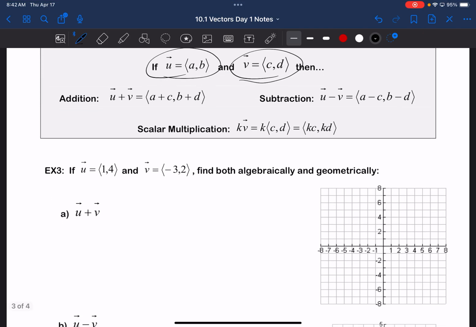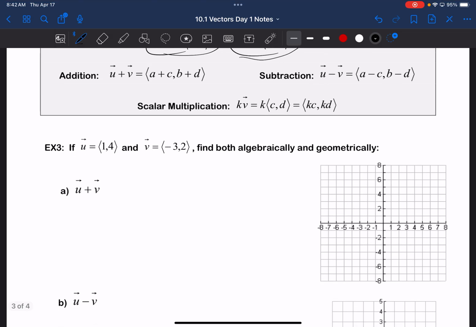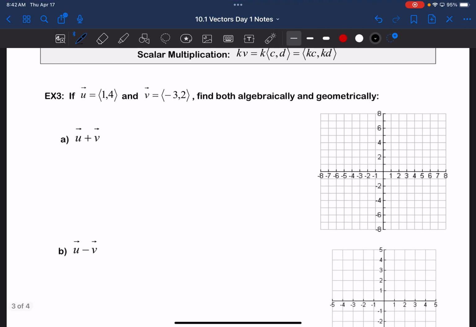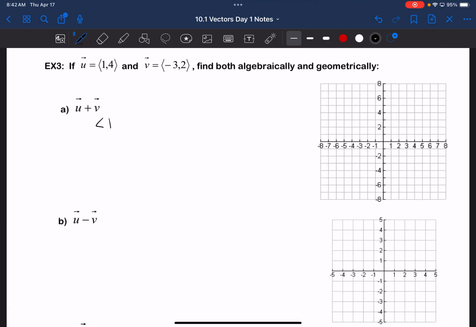So it says example 3, if vector u is (1, 4) and vector v is (-3, 2), find both algebraically and geometrically all of these operations. Algebraically would mean what they showed you in the box up here. Geometrically would mean just counting it on the graph, okay? So if I were doing it algebraically, if I add these two vectors together, I'm really just adding the x's and adding the y's.